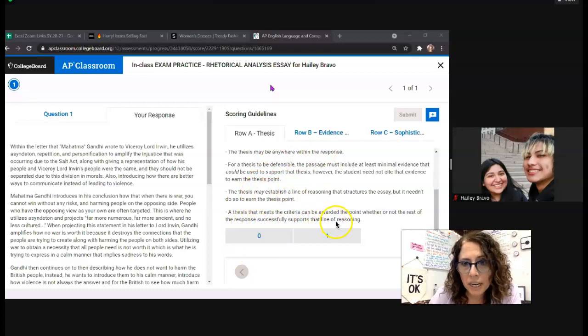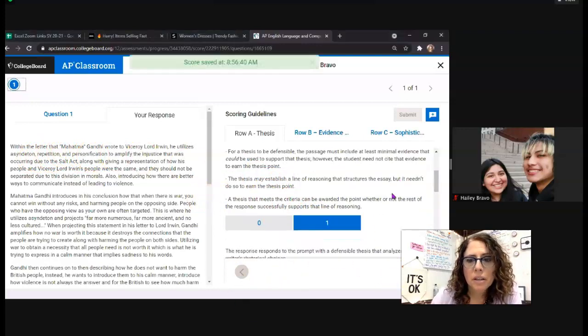Does it meet the criteria, and I'm reading the last one, that can be awarded a point whether or not the rest of the response successfully supports the line of reasoning. So we assume that she will establish that line of reasoning. The other one is, in general, is it defensible? Yes, because there's a universal idea in there. You shouldn't be citing evidence within the thesis. So she does not. She alludes to it. However, your 3 rhetorical devices need to be in the thesis. So we're going to give it a 1. She did get that point. We're going to move on.